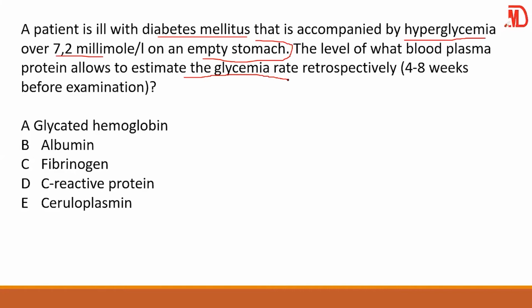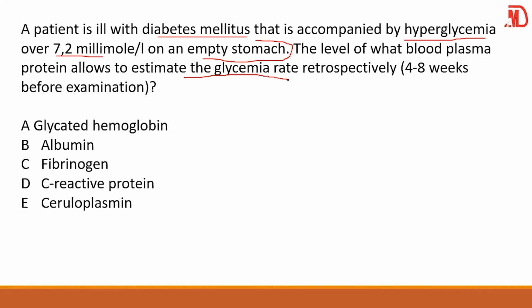Glucose loves to bind with hemoglobin. They have affinity for hemoglobin. So if you want to check retrospectively, that means for a very long time ago, what was the rate of the glucose in the blood, you can determine it through a process called glycated hemoglobin, whereby the hemoglobin binds with the glucose.